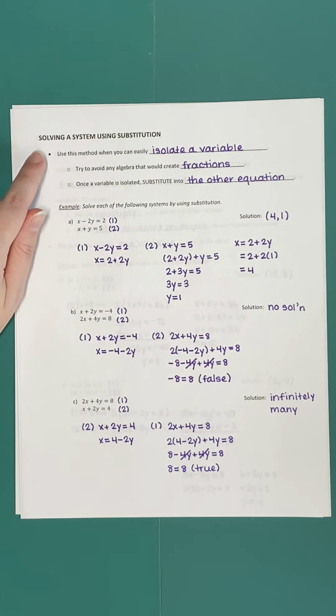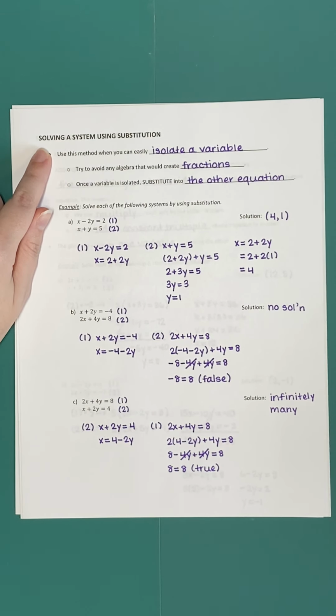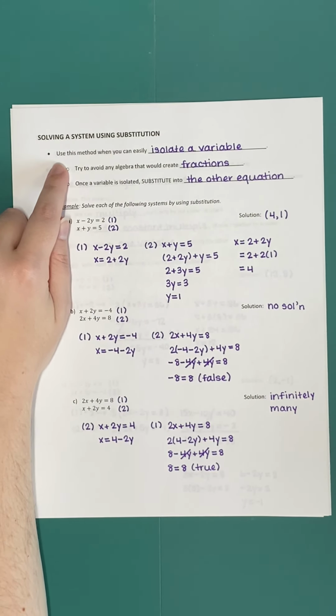We'll talk about that. So this particular method is going to be a good option to use when you can easily isolate a variable. So when you can look at least one of your equations, just got to have one where this works, and you can isolate a variable easily. Now, how do you know when it would be easy to isolate a variable? If you can look at your equations and you can find a variable, at least one of them, that has a coefficient of 1, in other words, you don't see a coefficient written, then that means that variable would be easy to isolate. Ultimately, what we're looking to avoid is any algebra that would create fractions.